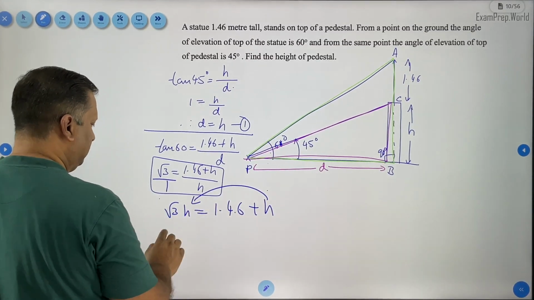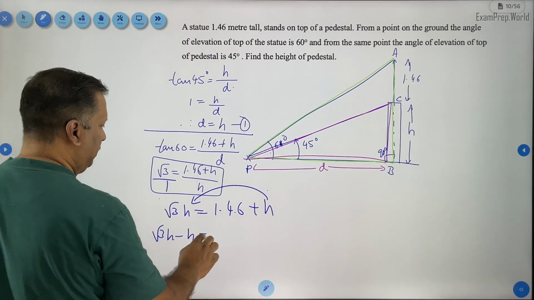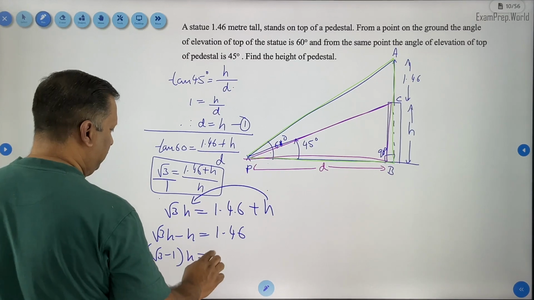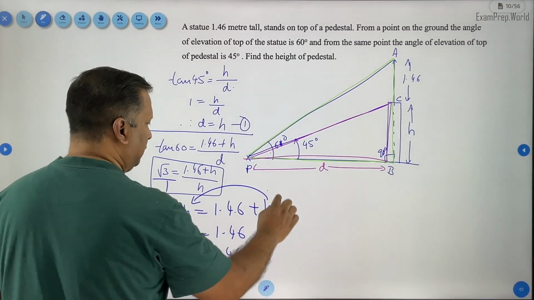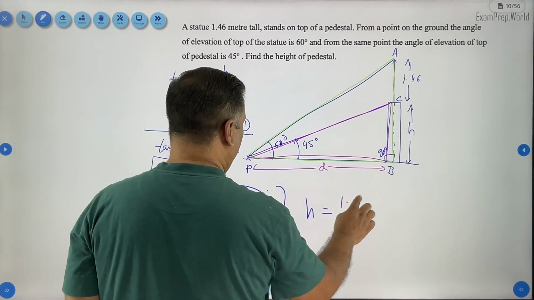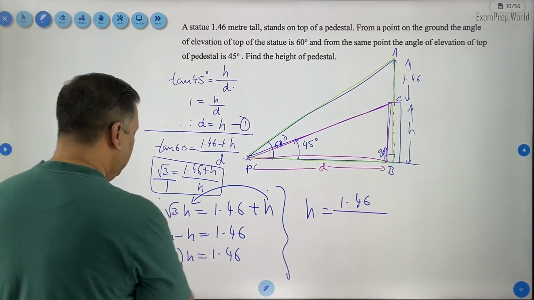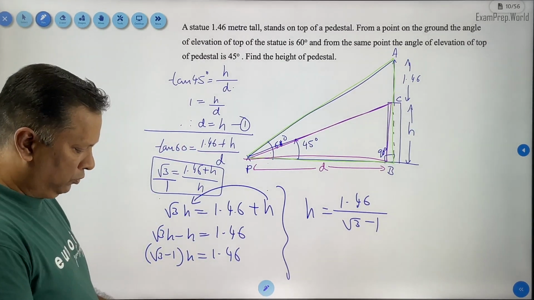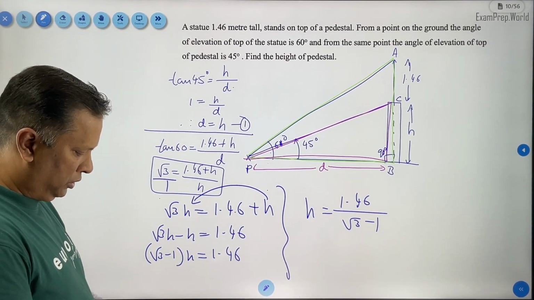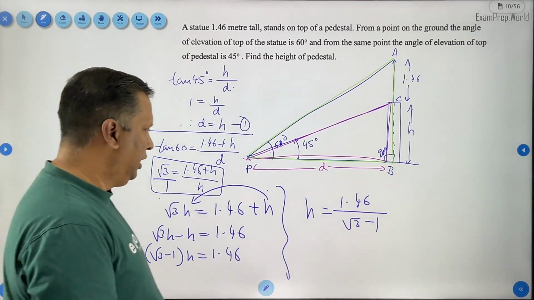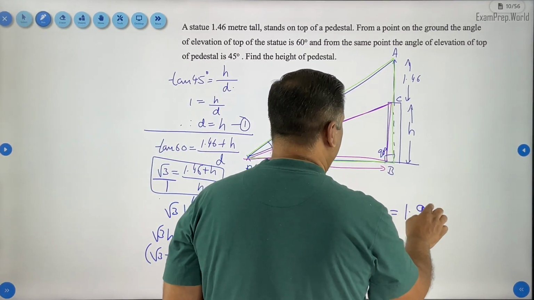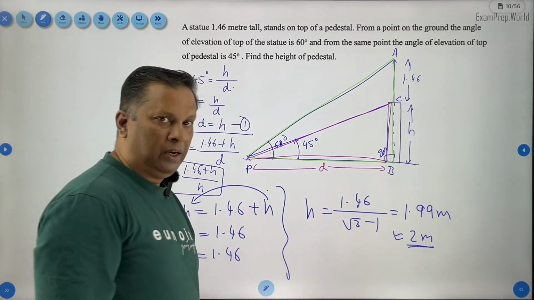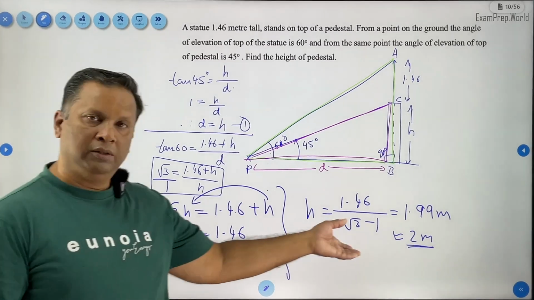Get this h over here. So it is root 3h minus h equals 1.46. Take h common: root 3 minus 1, h equals 1.46. Therefore, h will be equal to 1.46 divided by root 3 minus 1. Calculate this, you will get your answer. So it is 1.46 divided by 0.73, which is 1.99 meters, or roughly 2 meters. The height of the pedestal, we found that it is 2 meters.